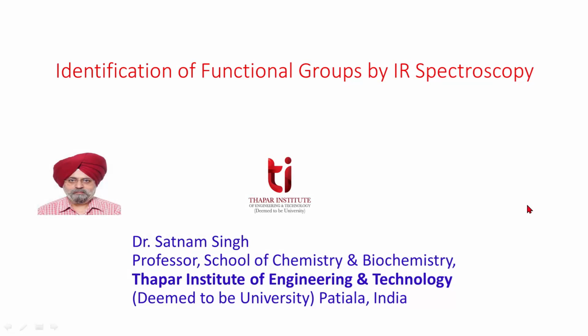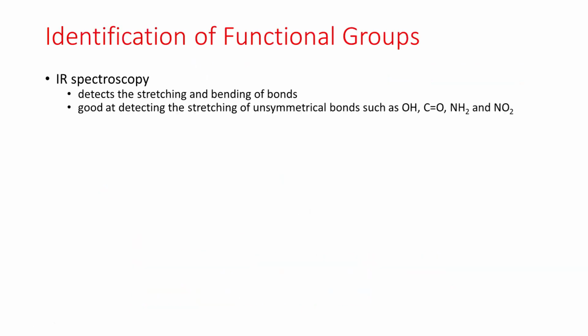Hello, myself Satnam Singh. In this session, we will discuss identification of functional groups by IR spectroscopy. IR spectroscopy detects the stretching and bending of bonds. It is good at detecting the stretching of unsymmetrical bonds such as OH, C double bond O, NH2 and NO2.